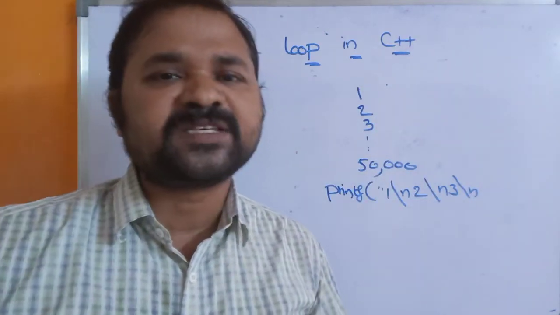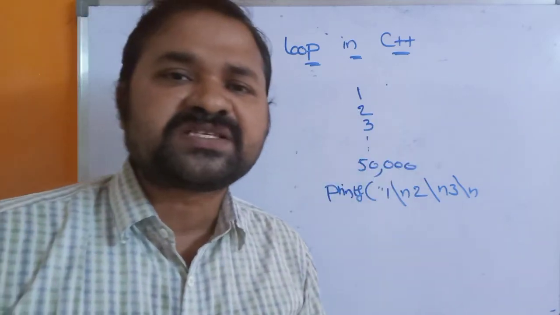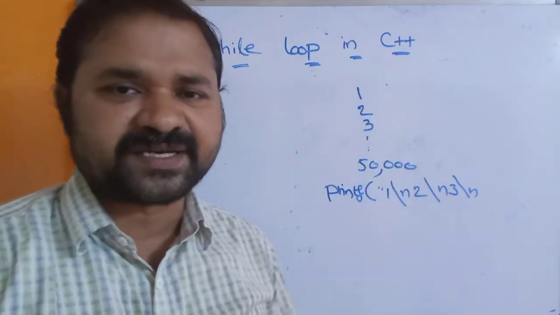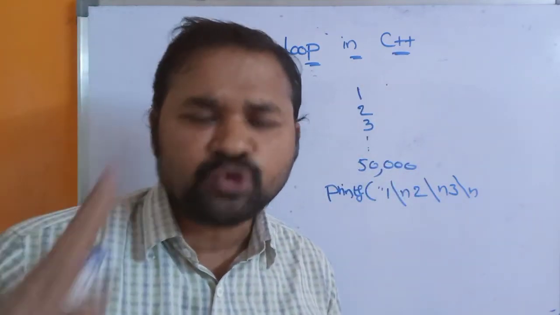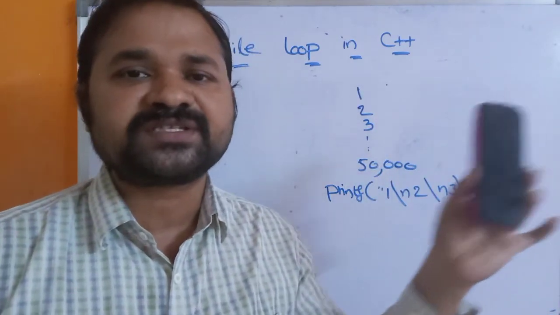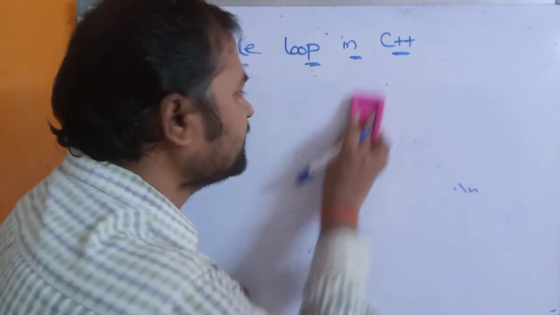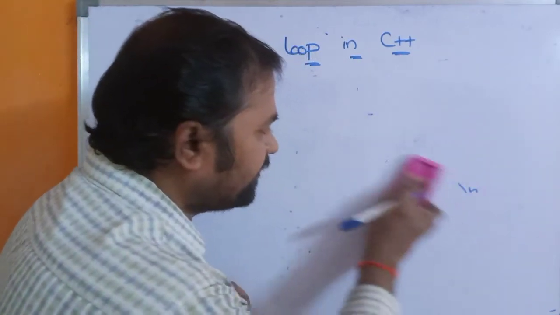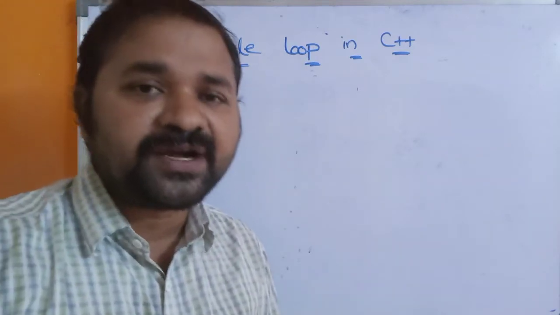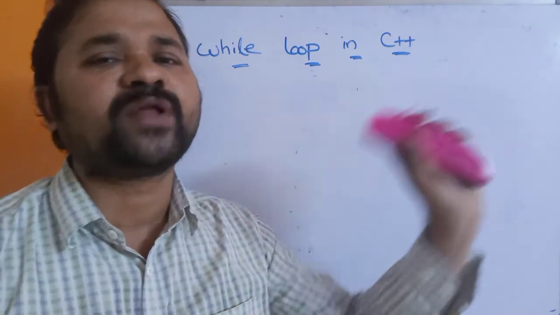We can overcome this problem with the help of the looping control statements. If we use looping control statements, then we can display all these numbers with the help of only two statements. That is the beauty of looping control statements. In this video, we are going to discuss syntax, flowchart, explanation and an example program in order to demonstrate the while loop in C++ programming.